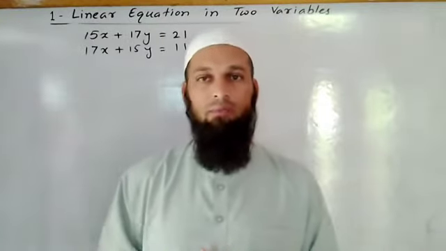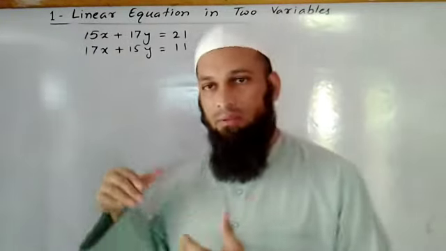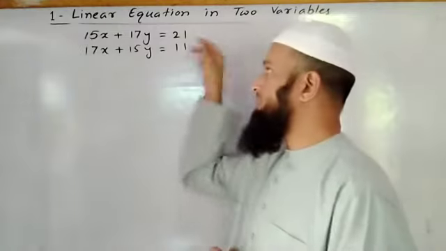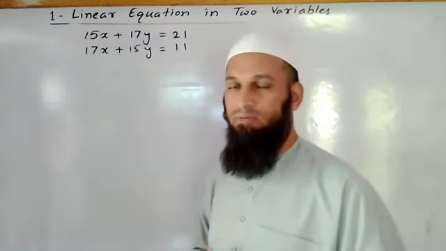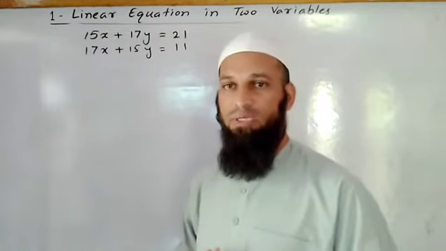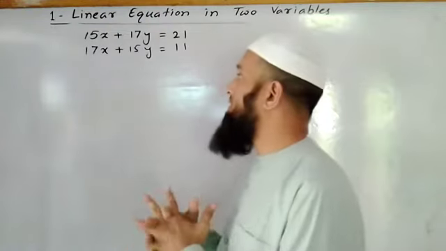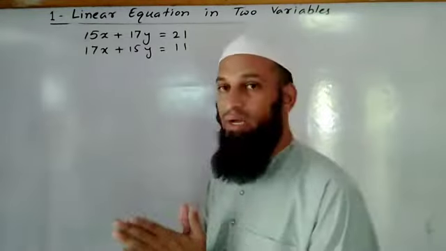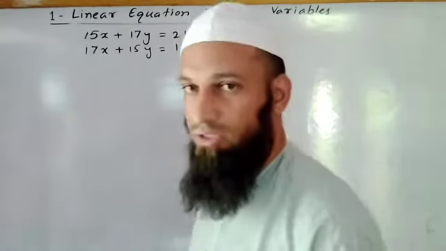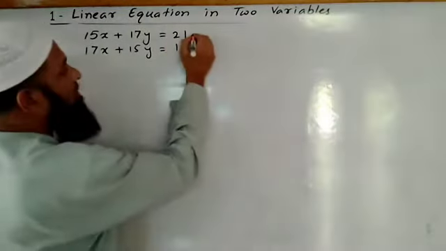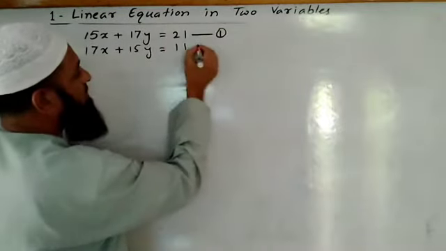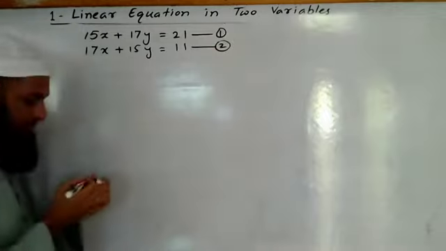Okay, we'll solve one more example. See this, there are two simultaneous equations. 15x plus 17y is equal to 21, and 17x plus 15y is equal to 11. Okay, so these two equations we are going to solve now. These are simultaneous equations. Very first, we'll give the names to these equations, equation number 1 and equation number 2.